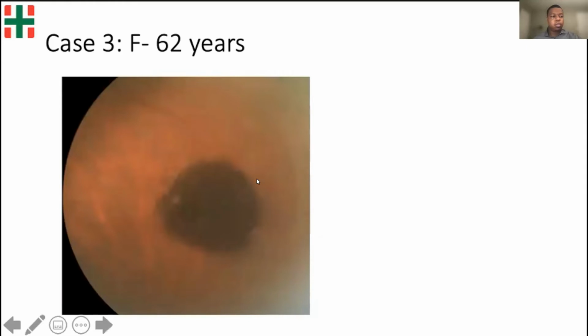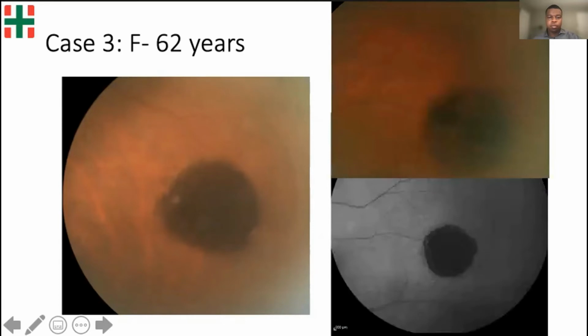nos pueden referir o preguntar por este tipo de lesión, pero esto en general no trae ninguna duda, es una lesión bien circunscripta, localizada, con estas áreas lacunares, como podemos ver acá. Esta es una paciente con una hipertrofia congénita del epitelio pigmentario, como vemos en estos otros casos.